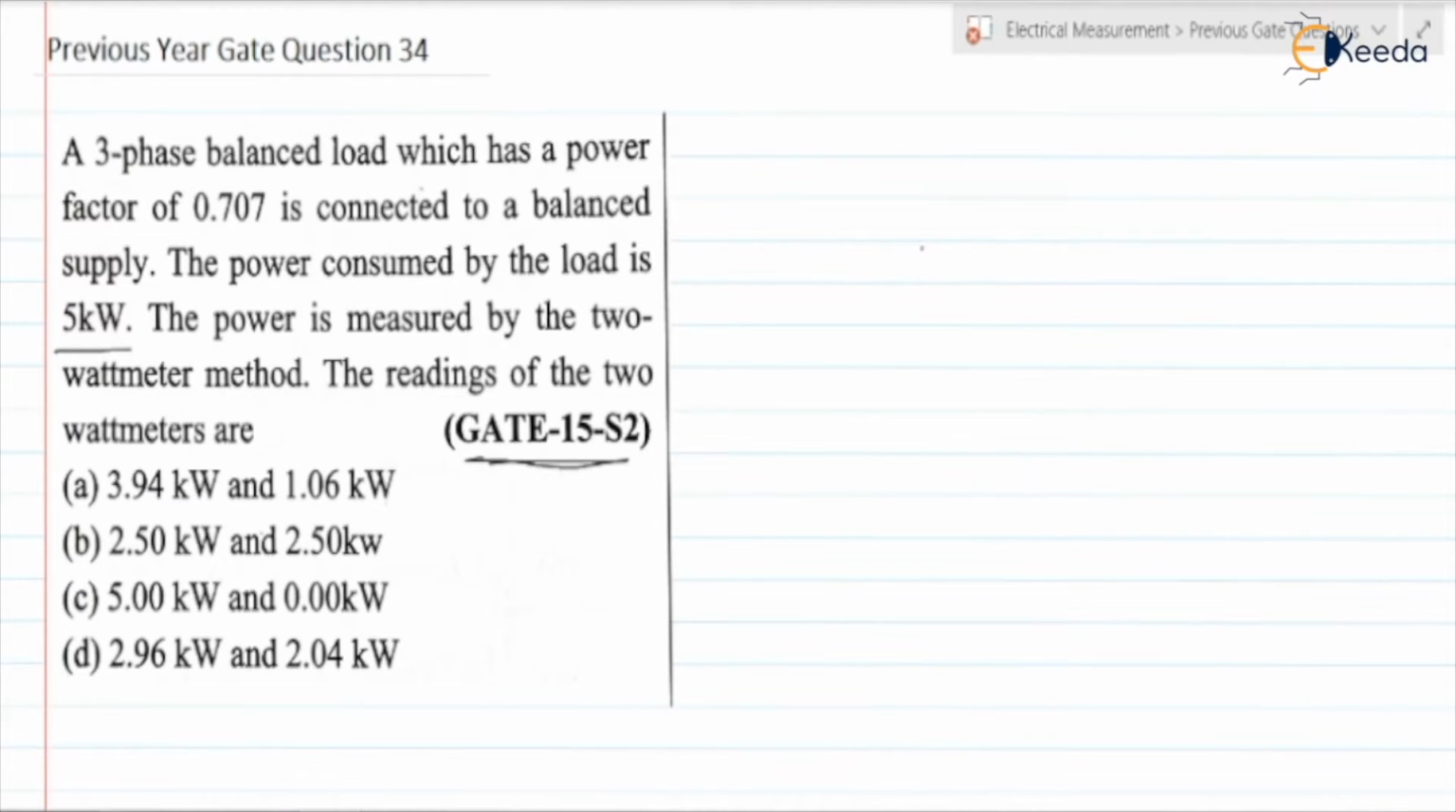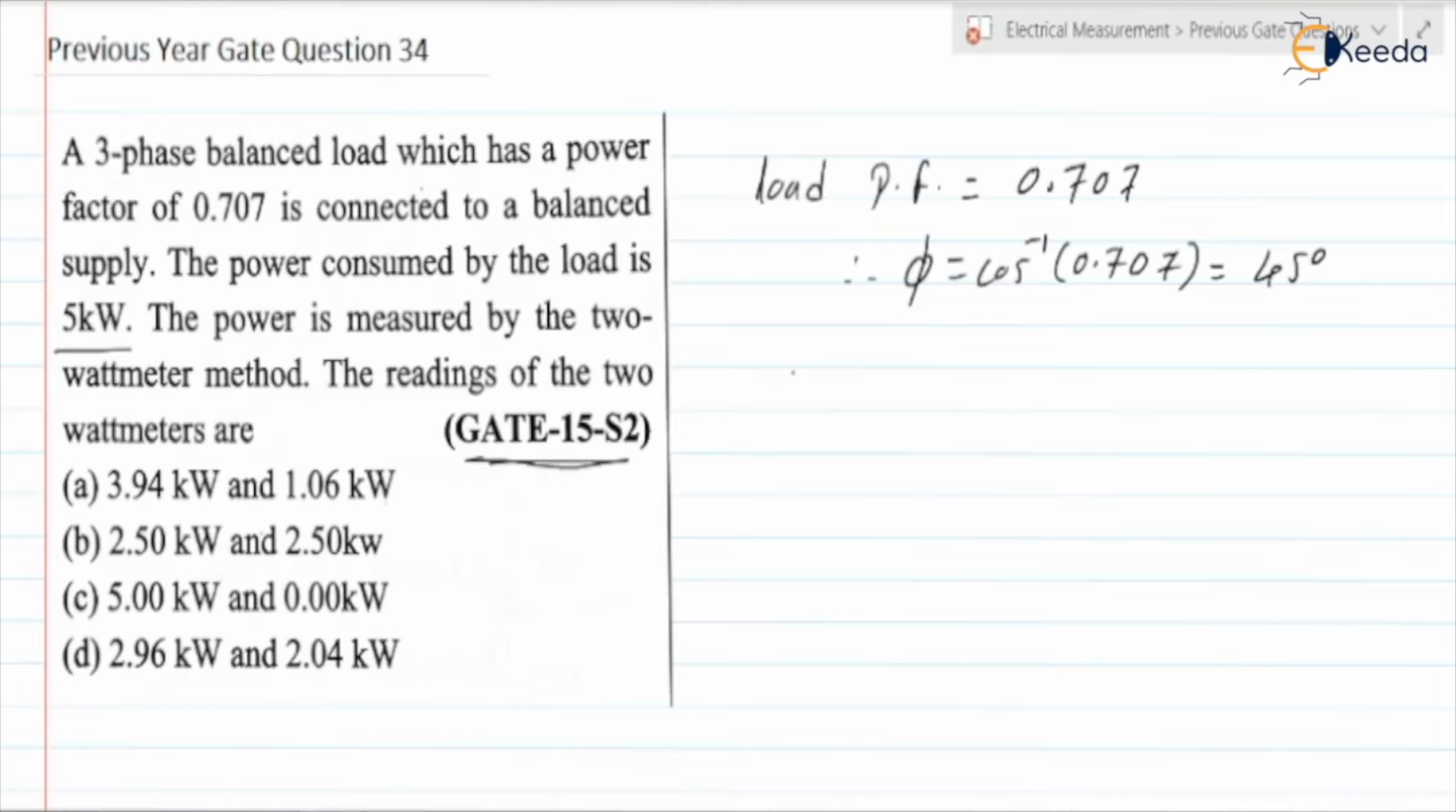Okay, so here the first thing is the load power factor. Load power factor is equal to 0.707. From this we can find phi is equal to cos inverse of 0.707. If you check, it is equal to 45 degree. Next, power consumed by the load is equal to root 3 VL into IL into cos phi, which is given as 5 kilowatt, so it is equal to 5000 watts.